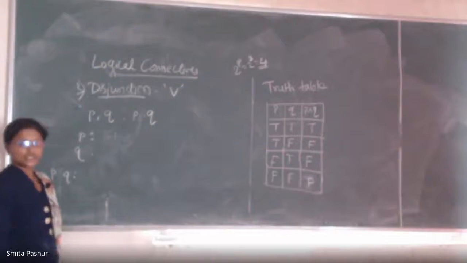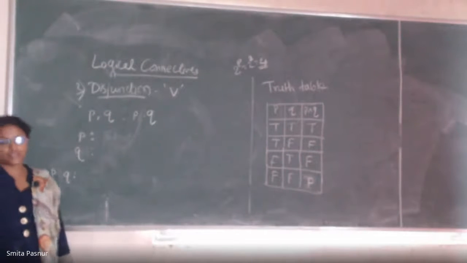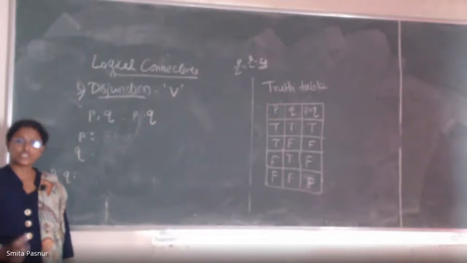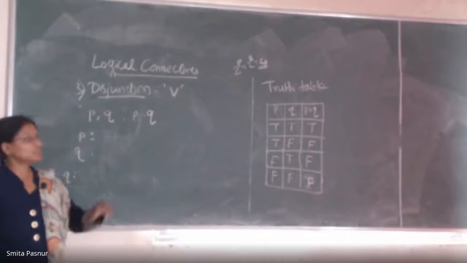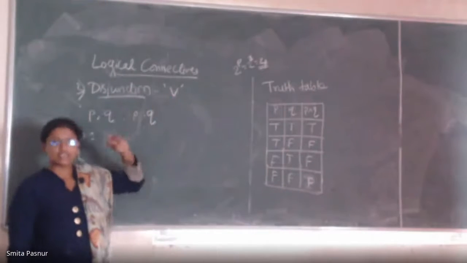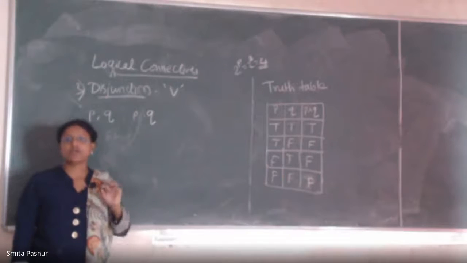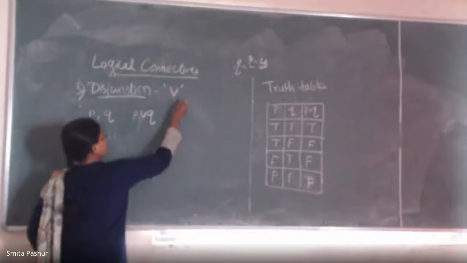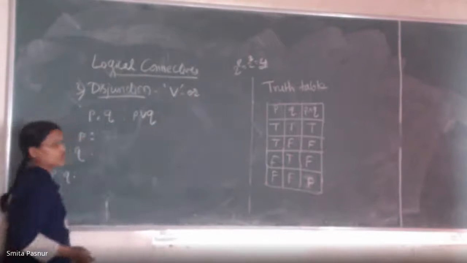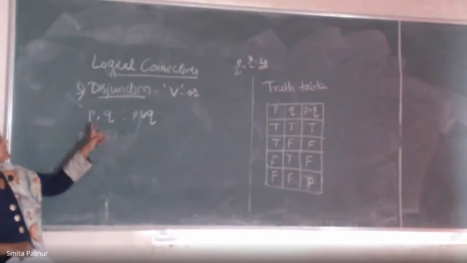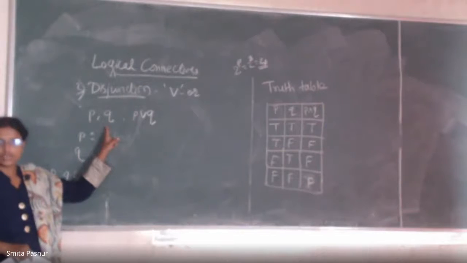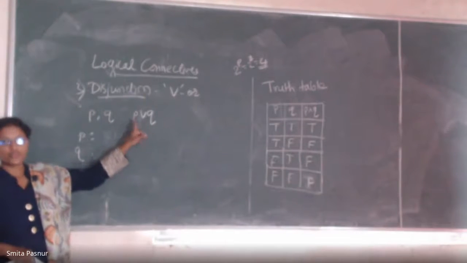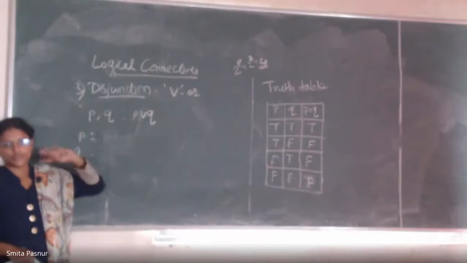So the next is what? Disjunction. Okay, disjunction logical connective. Now what is this disjunction? Disjunction is shown by this sign, that is OR. We call it OR. Is that clear? So if P and Q both are propositions, then the disjunction is shown like this, P or Q. Got it?